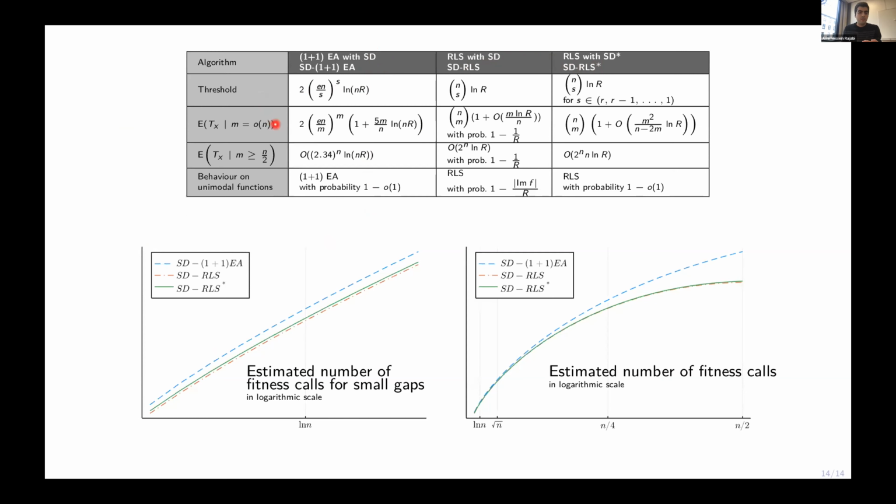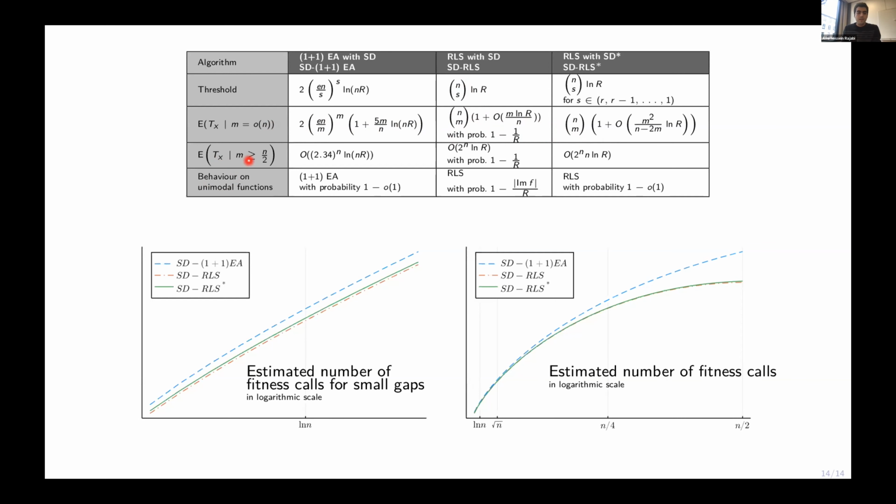In the second row, we can see the improvement time where the gap size equals n, and we can see that RLS with stagnation detection outperforms 1+1 EA with stagnation detection. This is also interesting: the log factor in the threshold doesn't appear in the improvement time unless the gap size is not too large. Also, SDRLS* is not much worse than SDRLS, which is not reliable always.